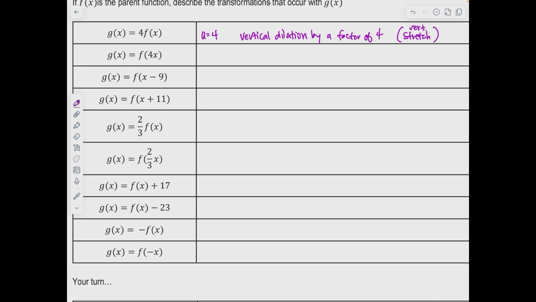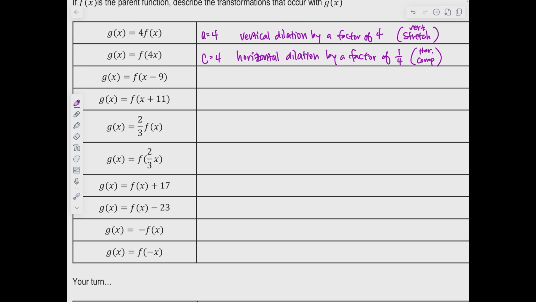Okay. Notice on this one, 4 is on the inside. So the difference there is that my C value is now 4. Now we're talking about horizontal. Anything inside the parentheses is horizontal. So this is a horizontal dilation by a factor of, now again, your x's are going to lie to you. You see 4, however, you have to treat it like a reciprocal, 1 over c. So this would actually be a horizontal compress.